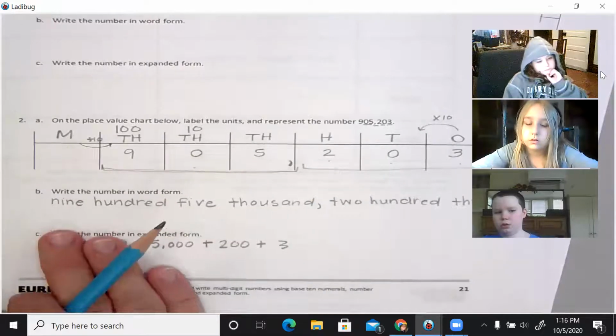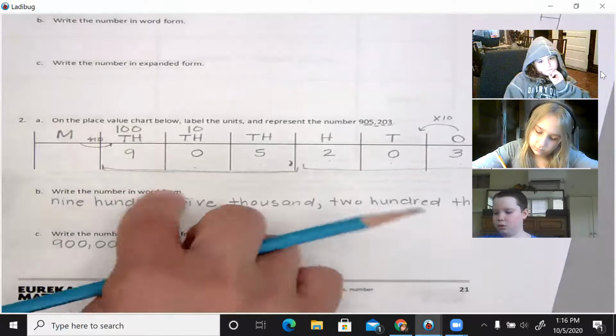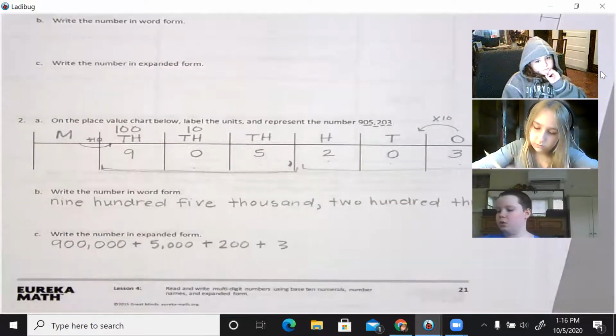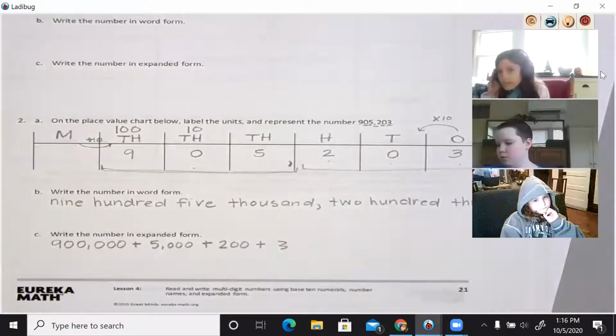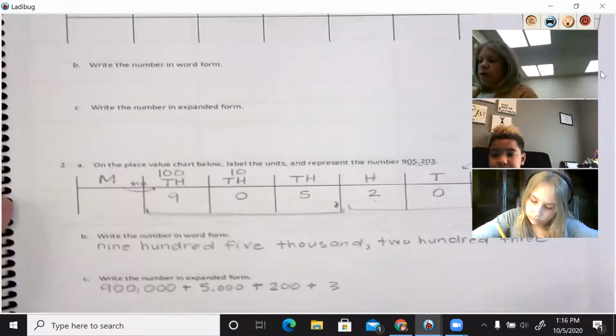So we did this example. Number 1 is a very similar example to this one, but just using a different number. Do you have any questions about number 2? Okay, let's go ahead and turn the page.